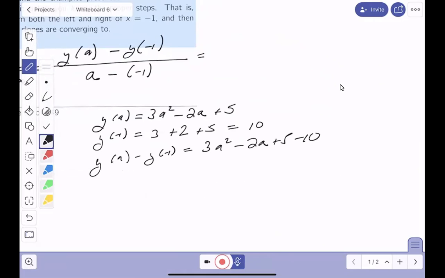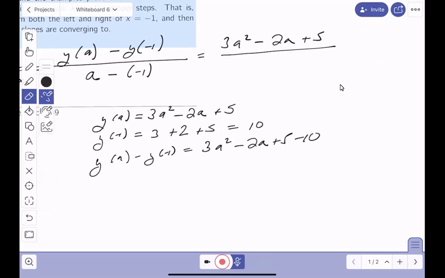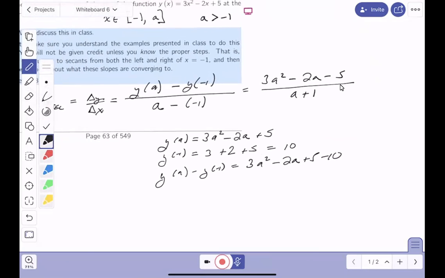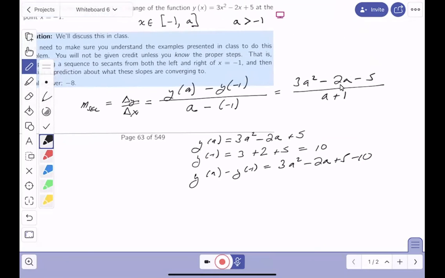I think I can do that. And what do you get over there? 3a squared minus 2a plus 5. I'm sorry, not plus 5, minus 5. Get my eraser out. Sorry about that. Because on bottom, a plus 1. Okay, someone says, what did you just do? I just did m secant. Now, what do we know about a? We know a is greater than -1.